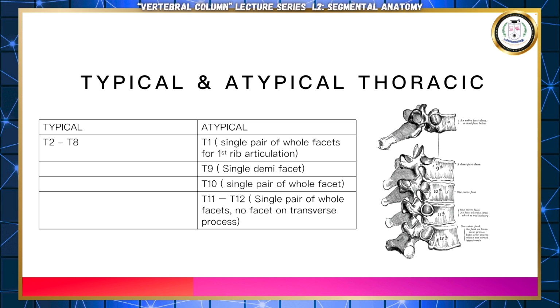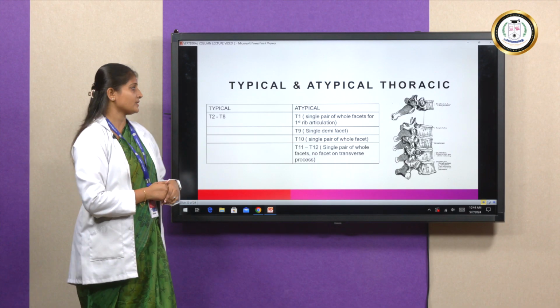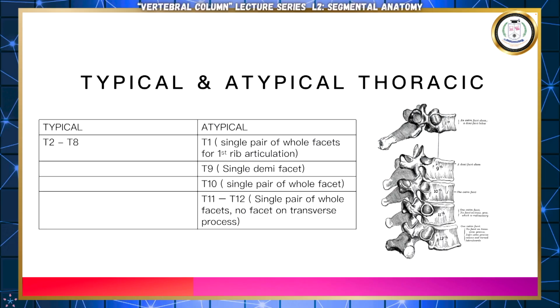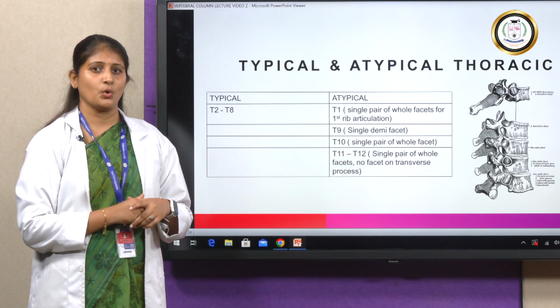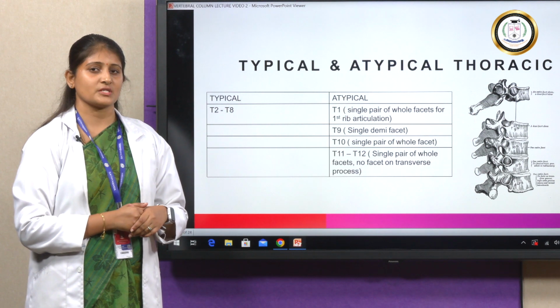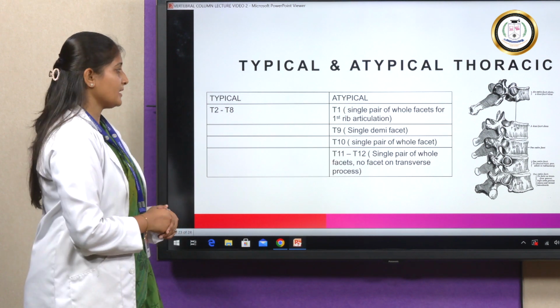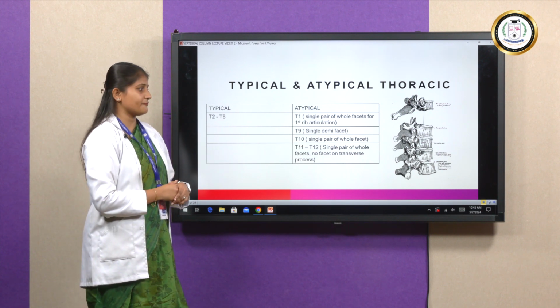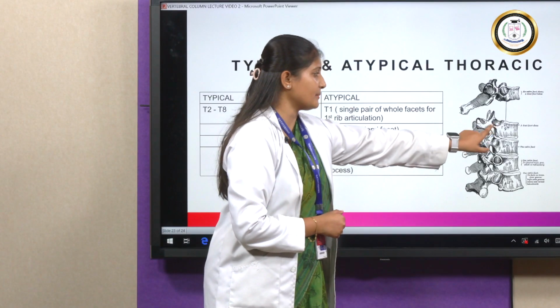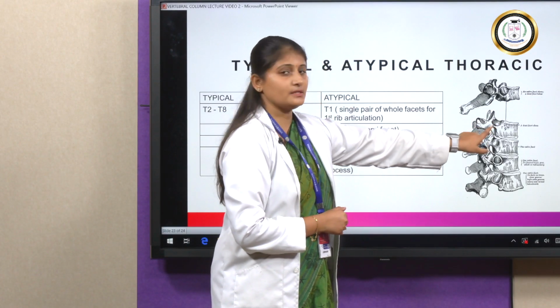Finally, we have typical and atypical thoracic vertebrae. So from T2 to T8, these are the typical vertebrae, and then the atypical vertebrae are T1, which has a single pair of whole facets for first rib articulation. So in the first thoracic vertebra, there is only one whole pair of vertebral facets, which is for articulation of the rib bones. And then next we have an atypical vertebra T9, which has a single demi-facet. Here we could see the single demi-facet over the T9 vertebra.